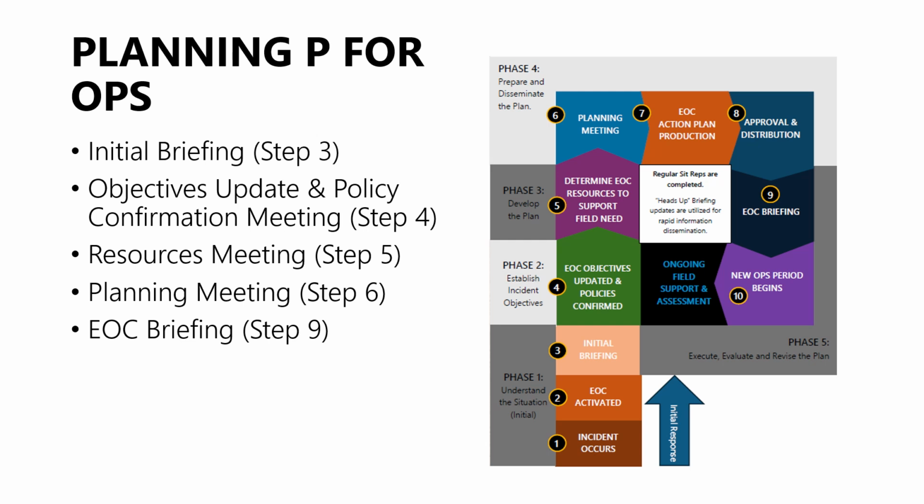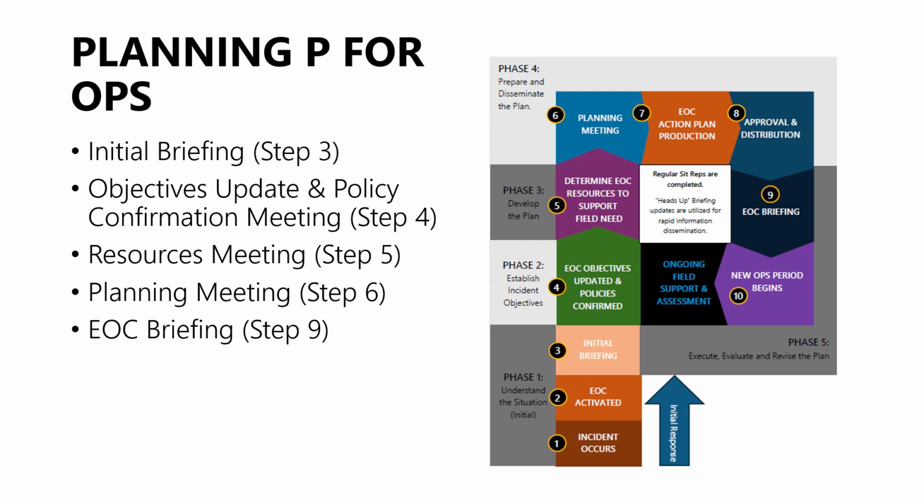Then we start to establish our incident objectives. We go into tactics, we go into a strategy meeting, we go into a planning meeting, we get our EOC action plan hammered out, we get that approved by the EOC manager, we do a briefing for the operational period, we start the new operational period, and we move on to the next operational period. So we're always planning one operational period ahead.